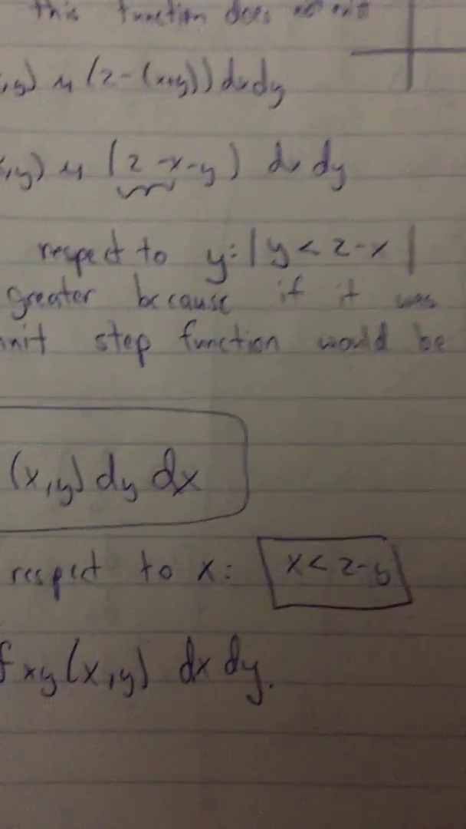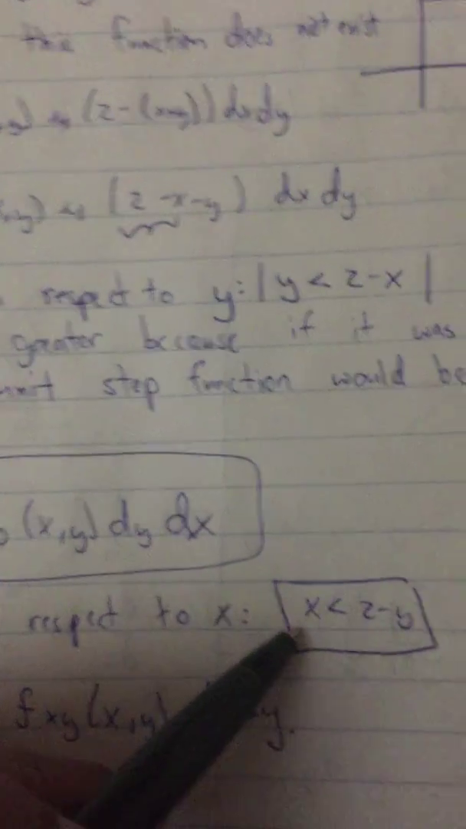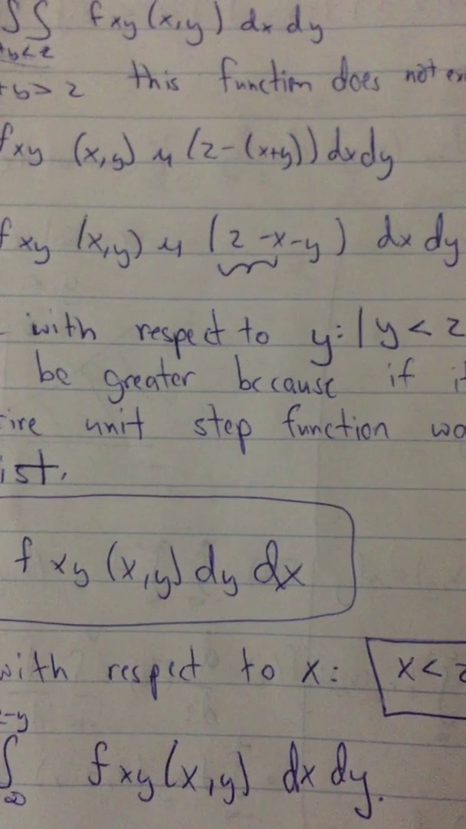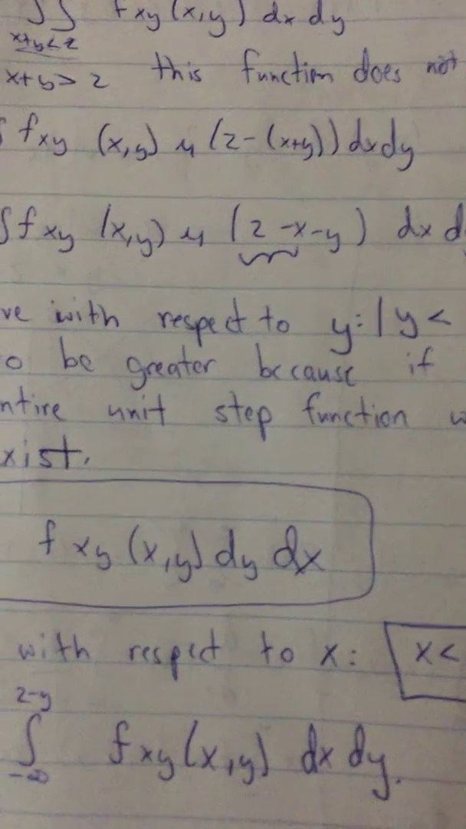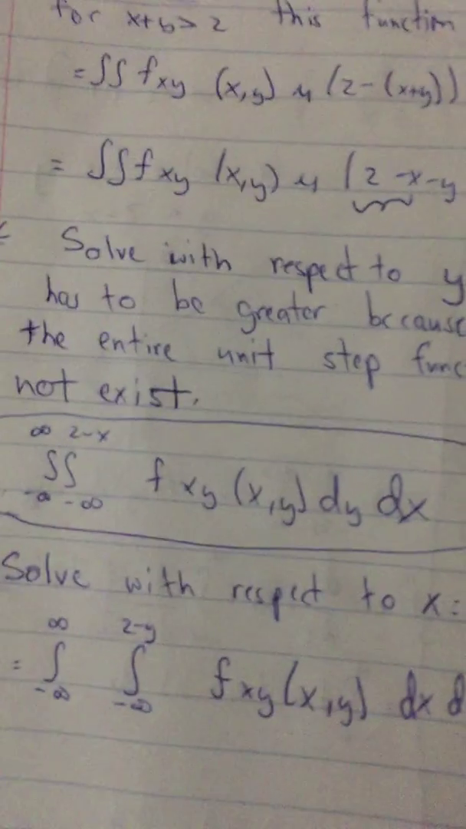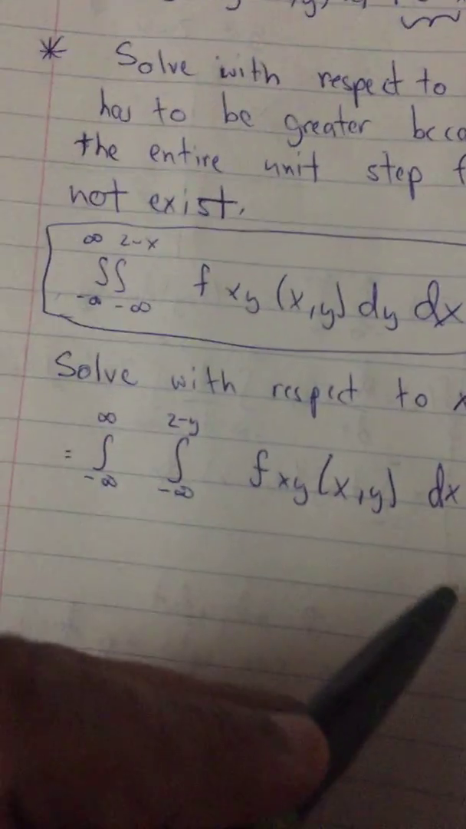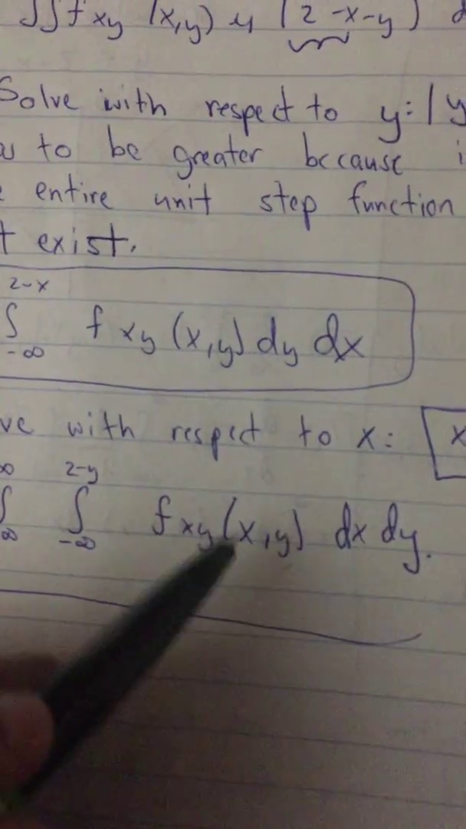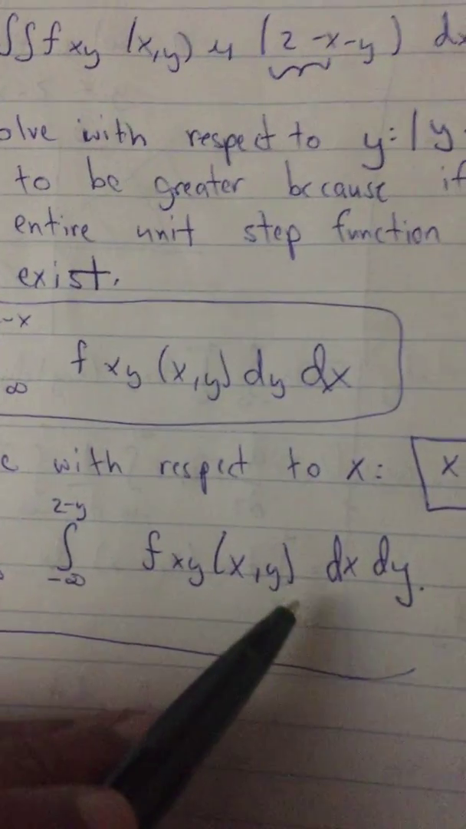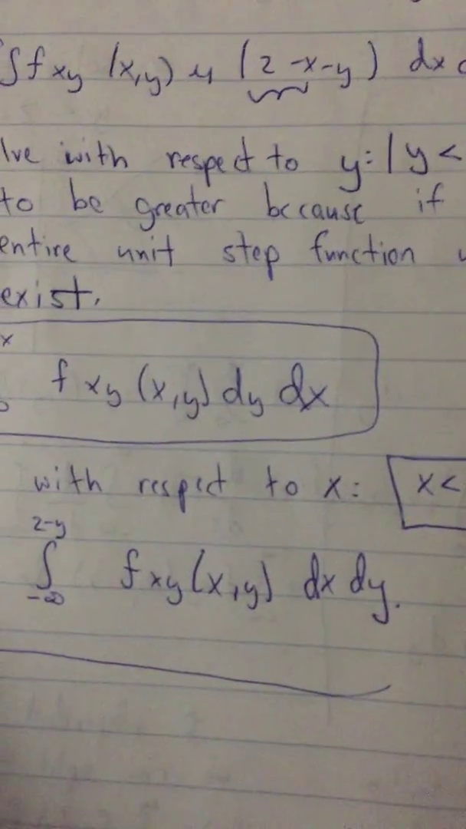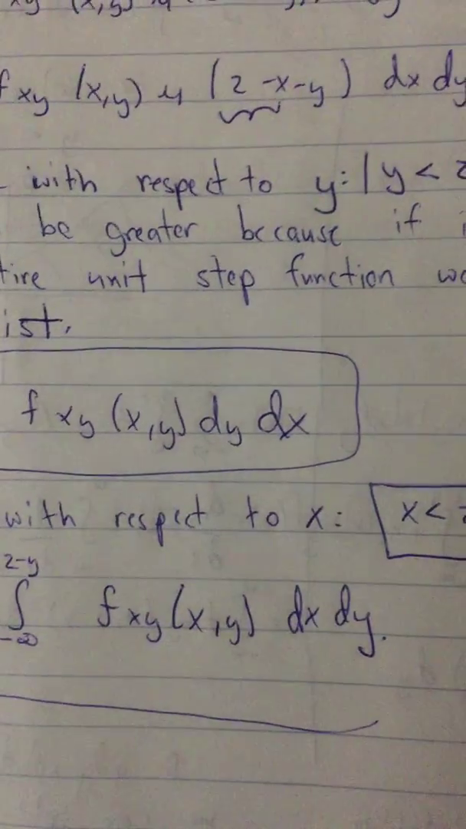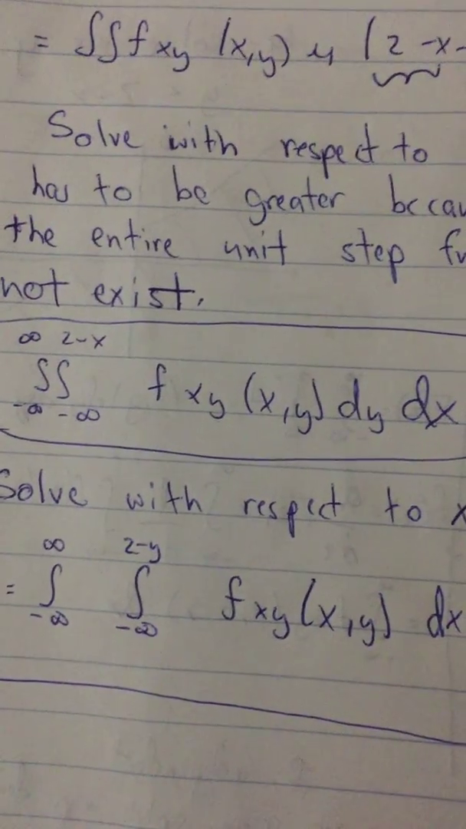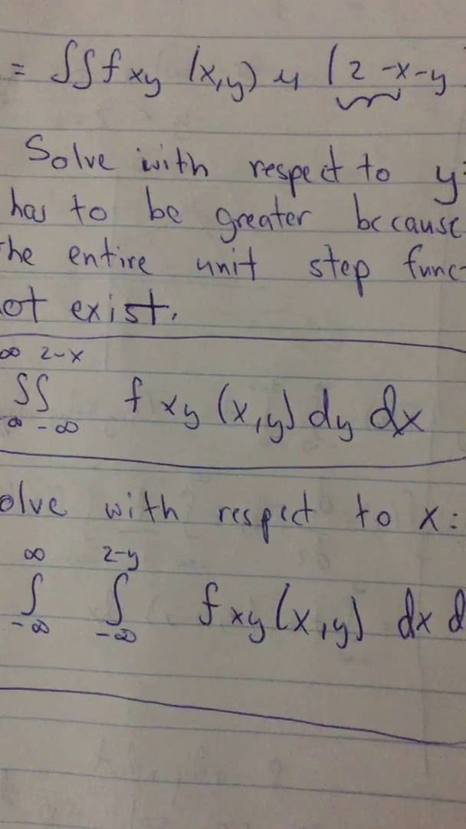And to solve with respect to x, we can write as x less than z minus y, and also z minus y has to be greater than x. Otherwise the entire unit step function will be negative and will not exist. So we're getting negative infinity to infinity, negative infinity to z minus y, f of xy (x, y) dx dy. So this is similar to the previous method that we used. We were getting the same result. And yep, these are the two methods you can use to solve this problem. Thank you for watching.